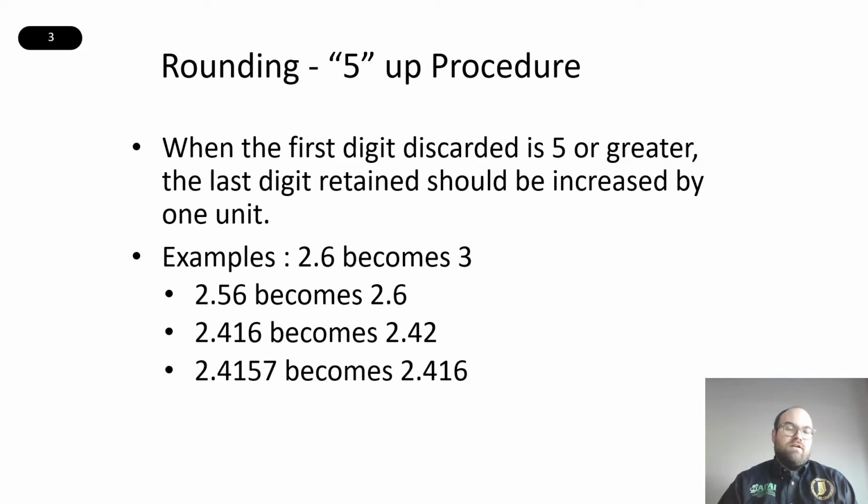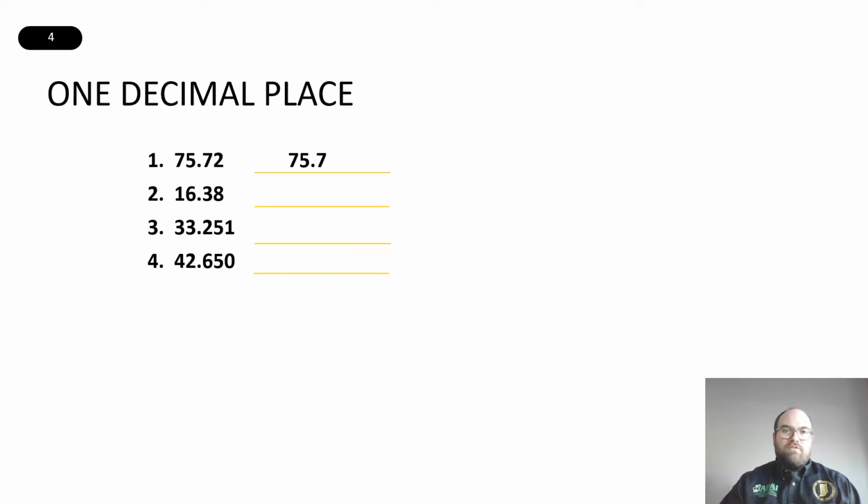Again, here the example is to the whole digit. 2.6 becomes 3, 2.56 becomes 2.6, and so on, as you see below. Again, it's pretty intuitive. I know previously, and maybe in some other systems, something like an even-odd type of procedure is used, but we utilize the 5-up procedure here.